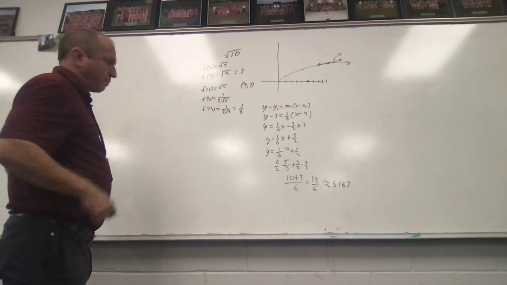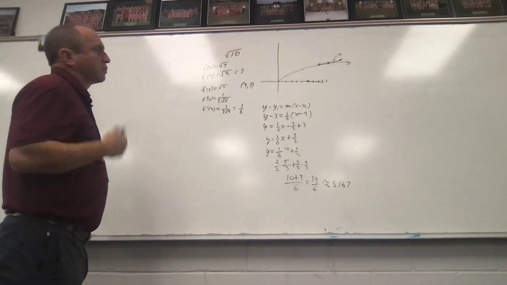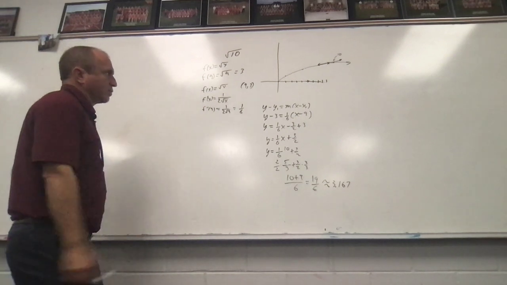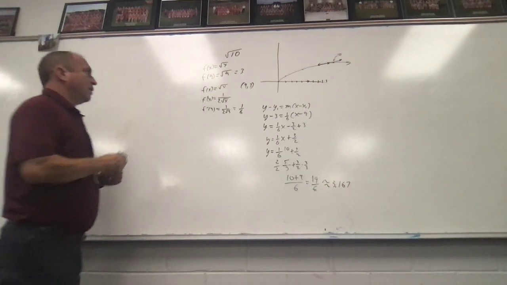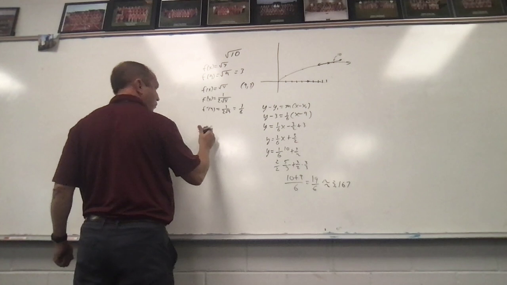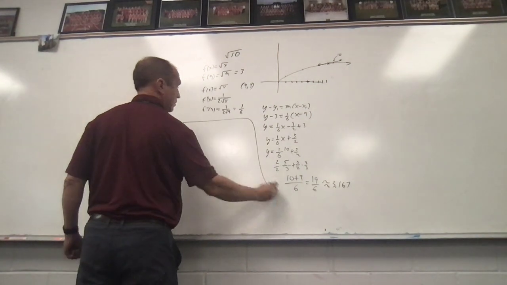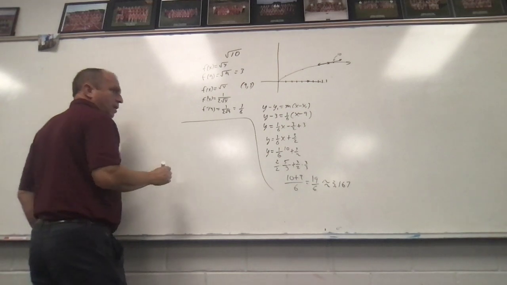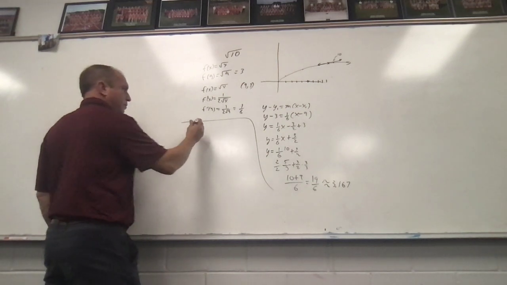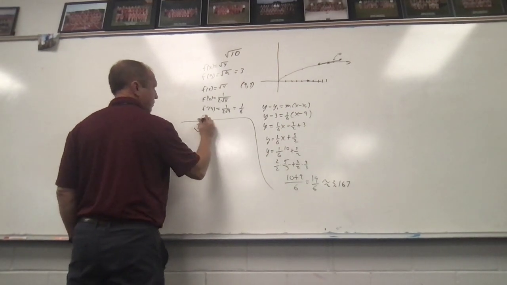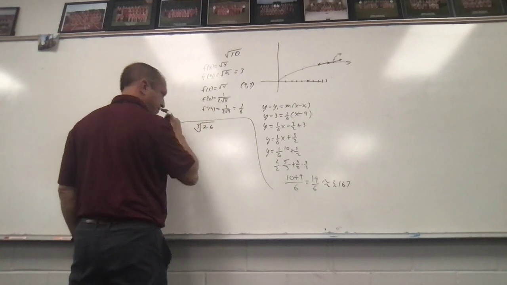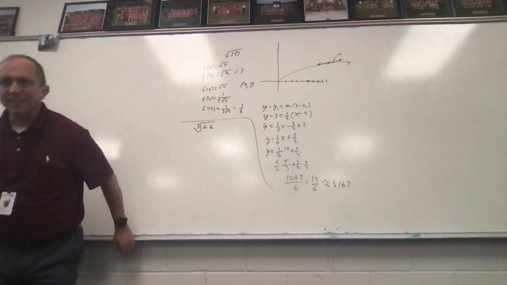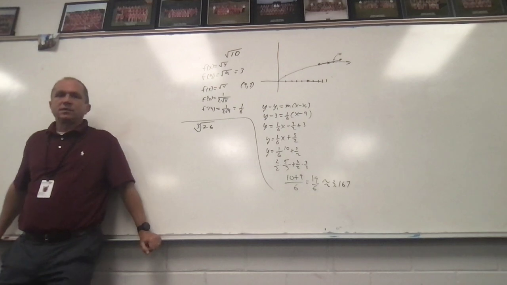So this works for square roots. It works for square roots that are bigger than a value. It also works for square roots that are less than a value. So let's say that I want to approximate, well, let's do a cube root. I want to approximate the cube root of 26. What is the cube root of 26 close to?